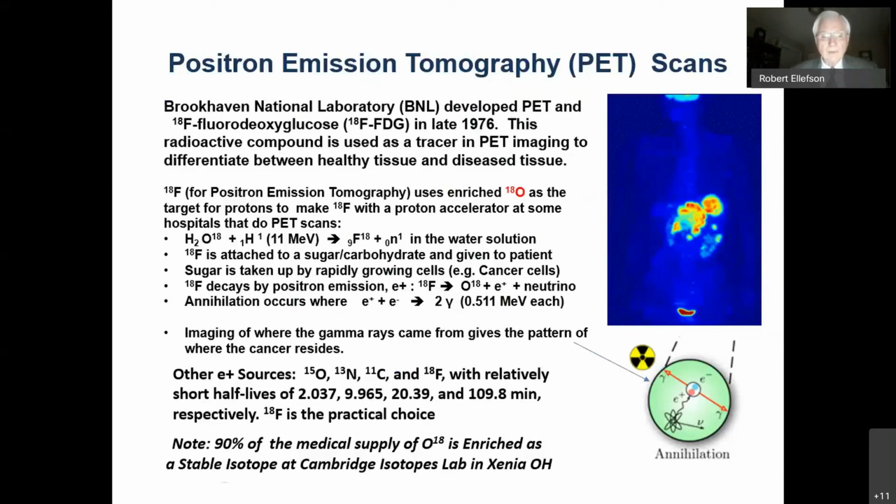Using that information, one can generate a way of measuring where this positron annihilation actually occurred. There are a number of other positron sources, but fluorine-18 is the practical choice that is used. The other thing of interest to us here in Dayton is that 90% of the medical supply of oxygen-18 for PET scans is enriched as a stable isotope at Cambridge Isotope Labs here in Xenia, Ohio, probably done by former Mound personnel.